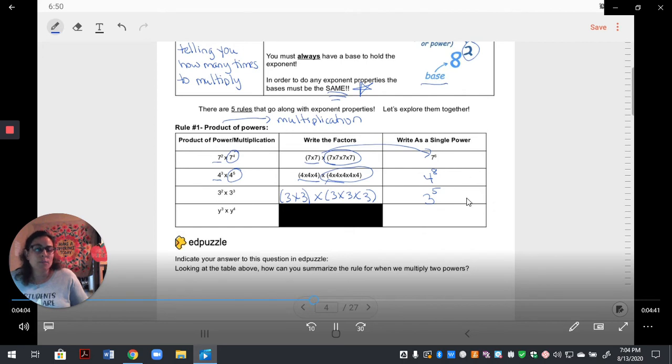Taking a look at this pattern, let's look at y to the 3rd times y to the 4th. I gave you the answer: it is y to the 7th. All right, so you're going to answer the next question on Edpuzzle. Looking at this table here, how can you summarize, how can you explain the rule for when we multiply 2 powers?